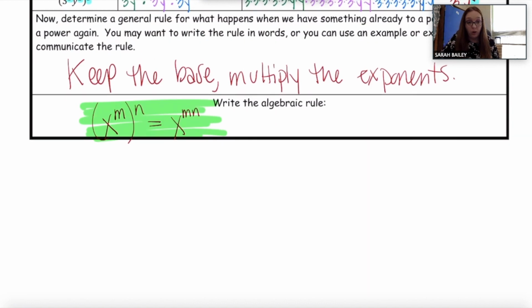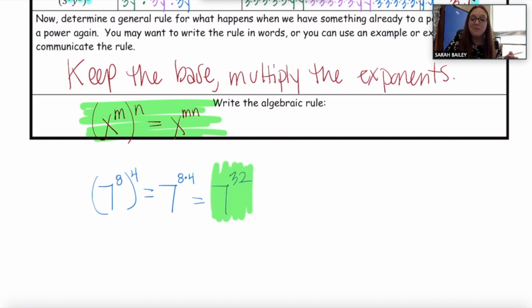So let's suppose I had 7 to the 8th to the 4th power. What am I supposed to do with those exponents? Well, I keep my base, and the exponents I'm supposed to multiply them. So I'm going to do whatever 8 times 4 is. Well, 8 times 4 is 32. So that would be 7 to the 32nd power, which I'm sure you didn't want to have to expand out to figure it out.